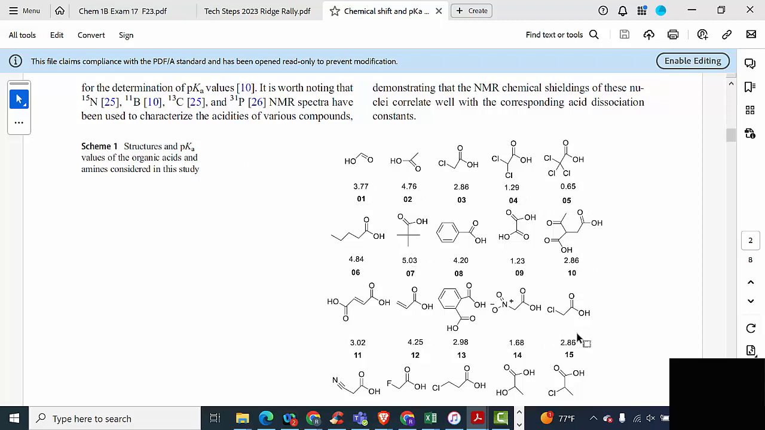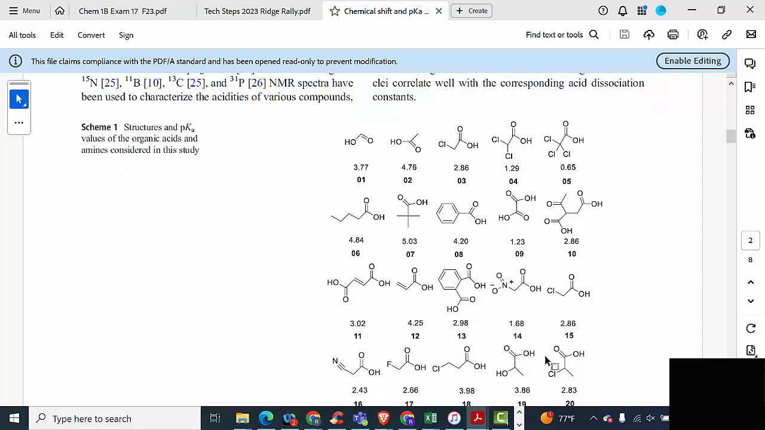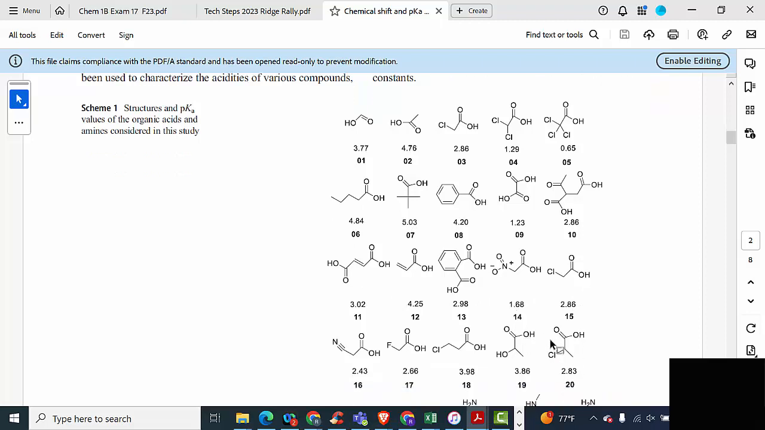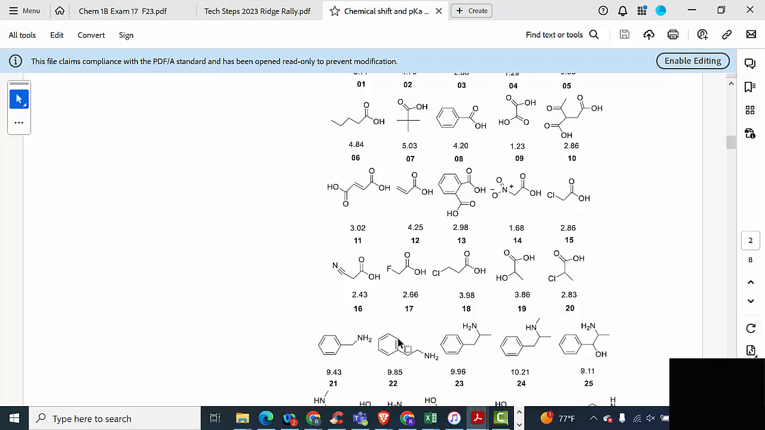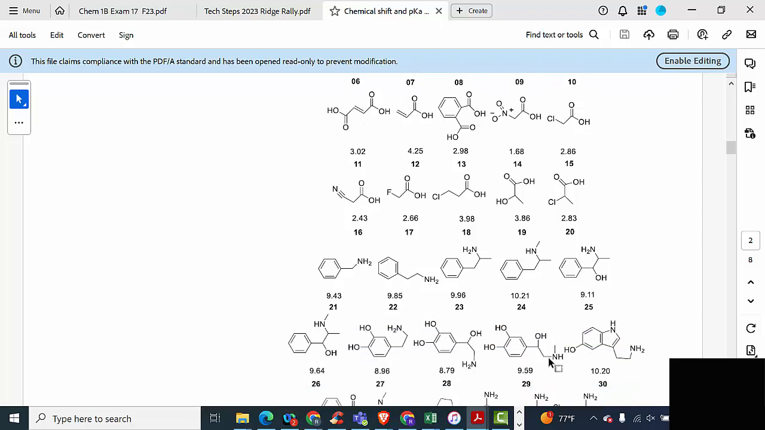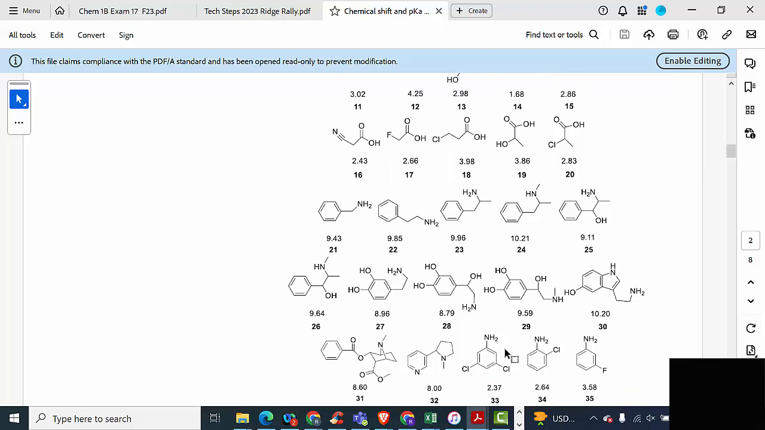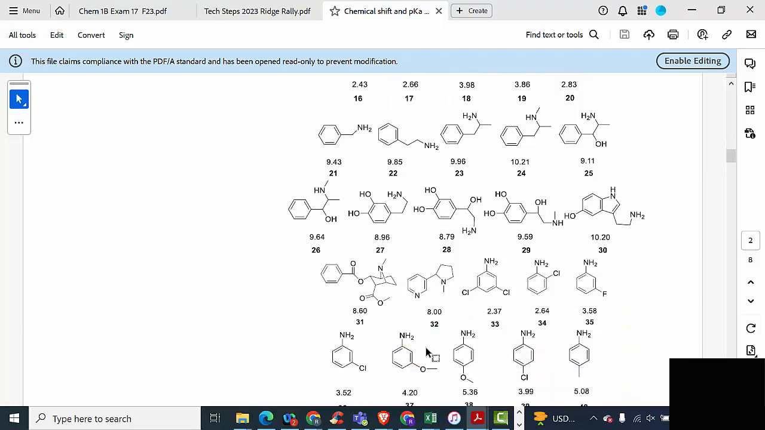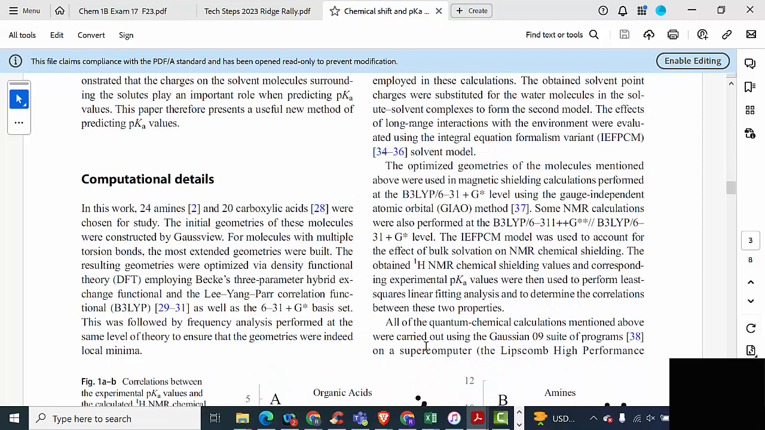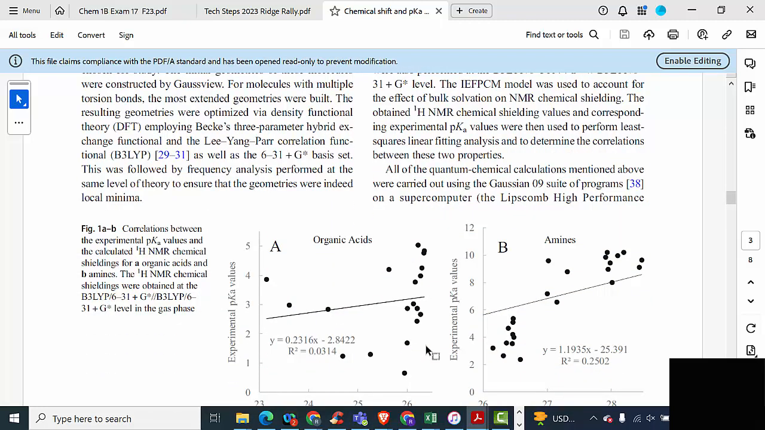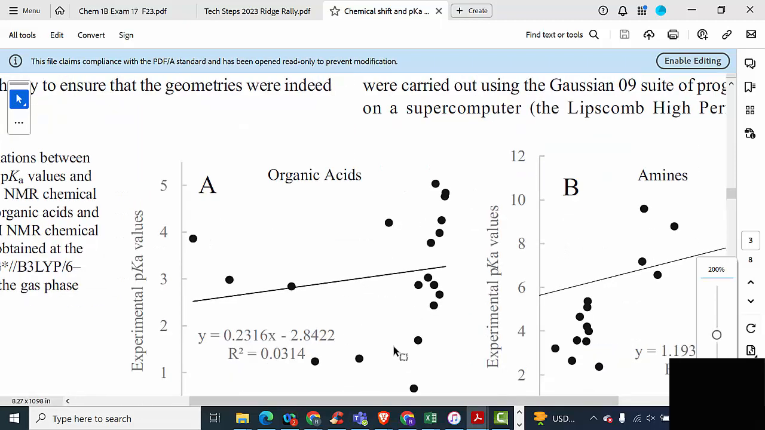I'd like to correlate the experimental pKa values with the experimental chemical shifts, but these guys are theoreticians, so they didn't do that. They correlated the experimental pKa values with the theoretical chemical shifts. Their first attempt at correlating the pKa values with the theoretical chemical shift was not very successful. Let's take a look at the data. Take a look at the R squared values here.